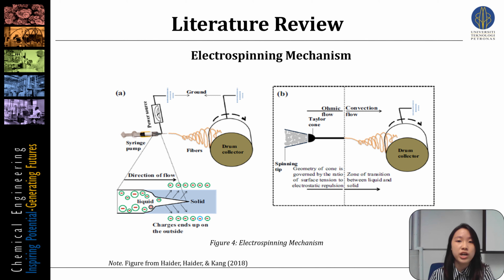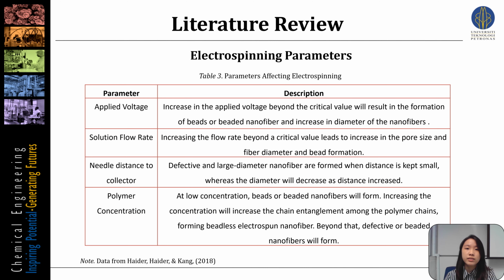When a high voltage is applied, an evenly distributed electric field is formed, and the liquid surface at the end of the needle is charged. The high voltage is to generate an electrically charged jet of polymer solution. Thus, the solution jet solidifies before getting to the collector, and an interconnected mesh of small fibers is composed. These are the factors that affect the outcome of the membrane, which are the applied voltage, solution flow rate, needle distance to the collector, and also the polymer concentration.